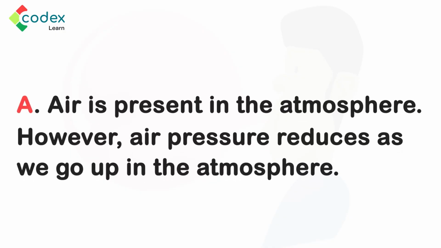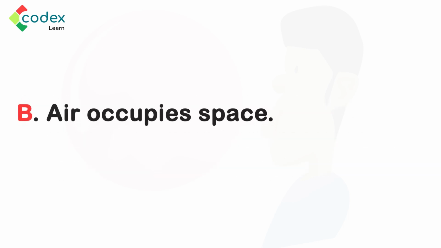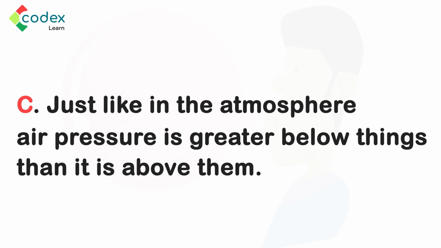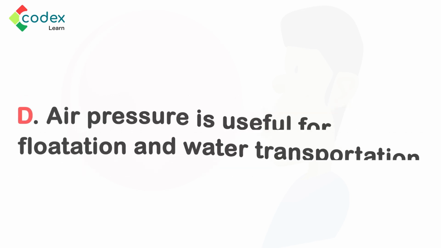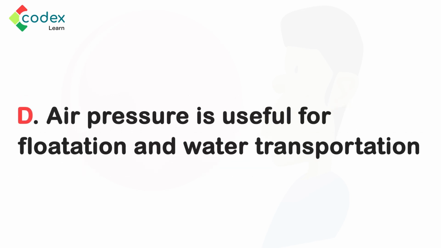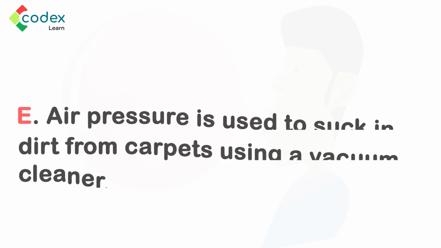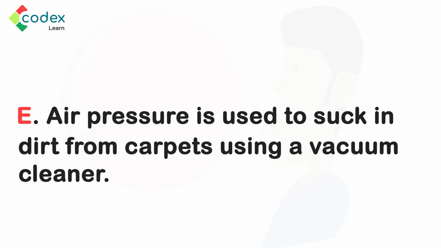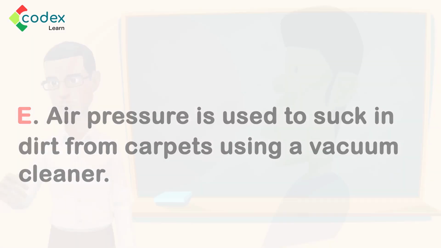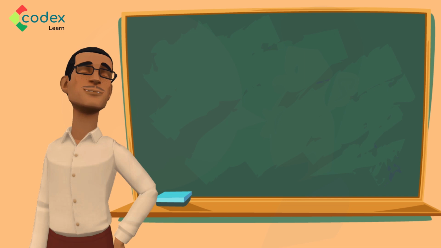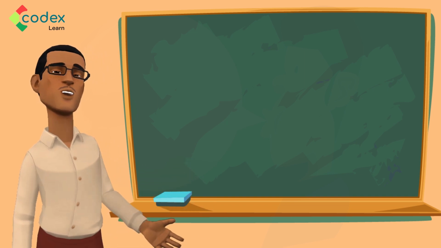A. Air is present in the atmosphere. However, air pressure reduces as we go up in the atmosphere. B. Air occupies space. C. Just like in the atmosphere, air pressure is greater below things than it is above them. D. Air pressure is useful for flotation and water transportation. E. Air pressure is used to suck in dirt from carpets using a vacuum cleaner. We have learned about the ways we can make air pressure work for us, including water transportation.